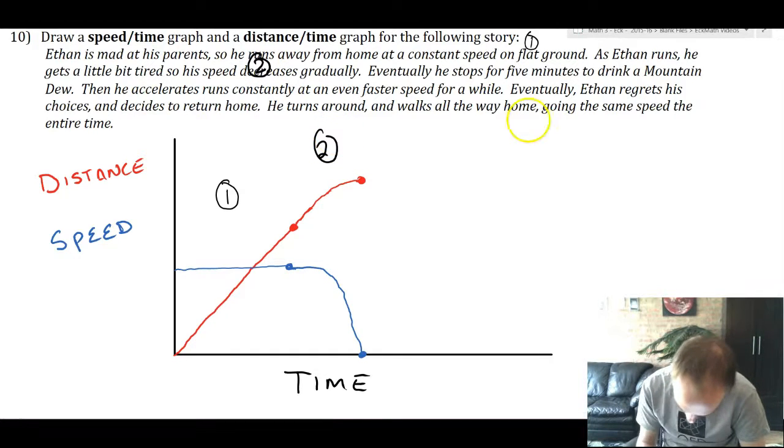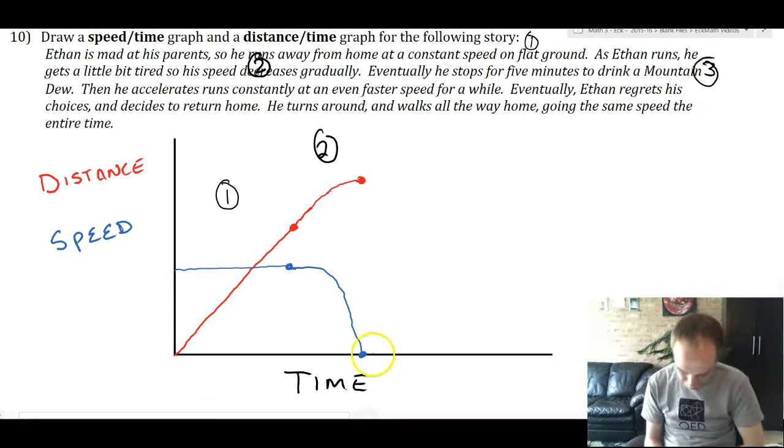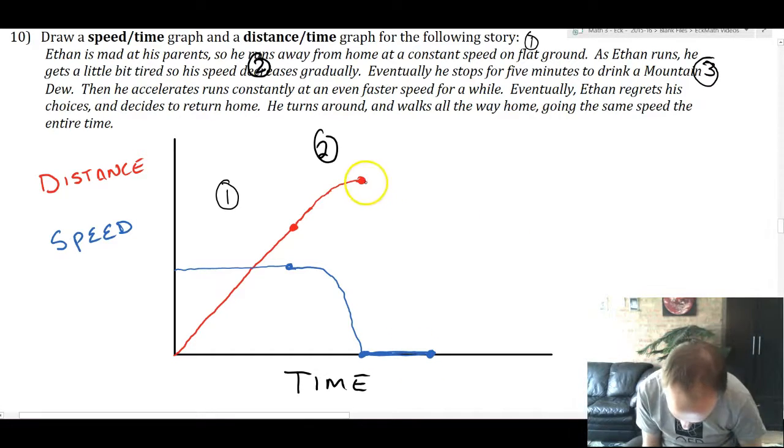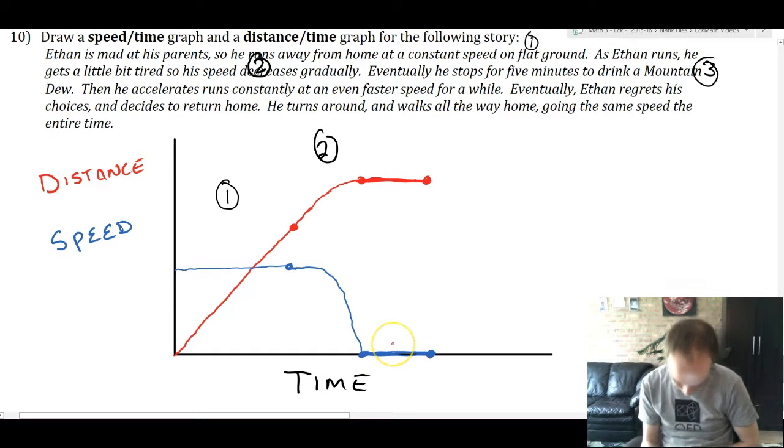Now part 3 of the story. Ethan loves Mountain Dew, so he's going to drink his Mountain Dew. While he's drinking his Mountain Dew, other than vibrating a little bit, he has no speed, so we're going to draw a straight line on the x-axis of the graph to represent that. And during that time, he's not changing his distance because he's not changing his speed, so that part of the graph will be constant as well. But notice that his distance just stays at the same place. His speed has dropped to 0.